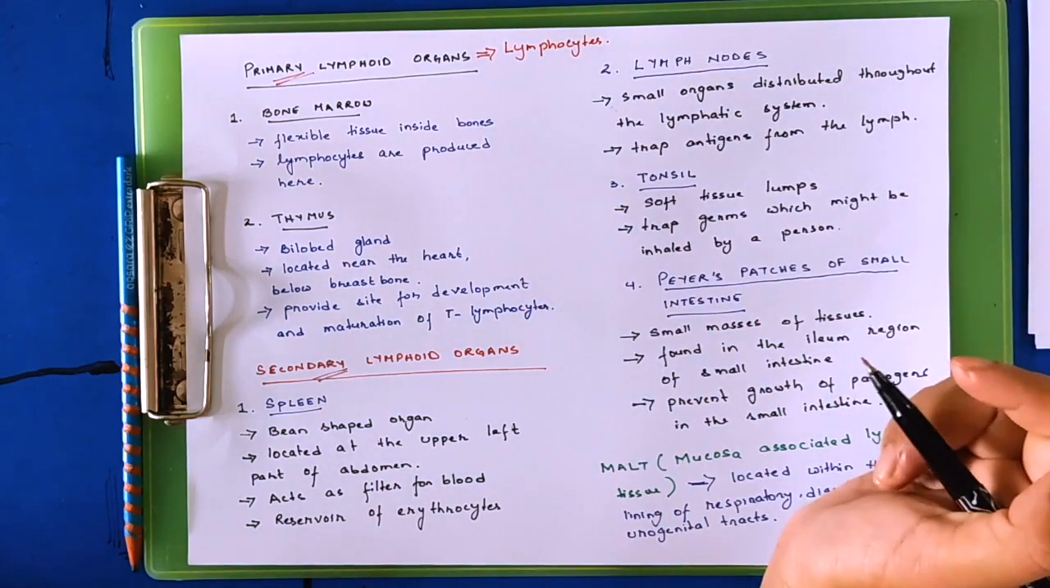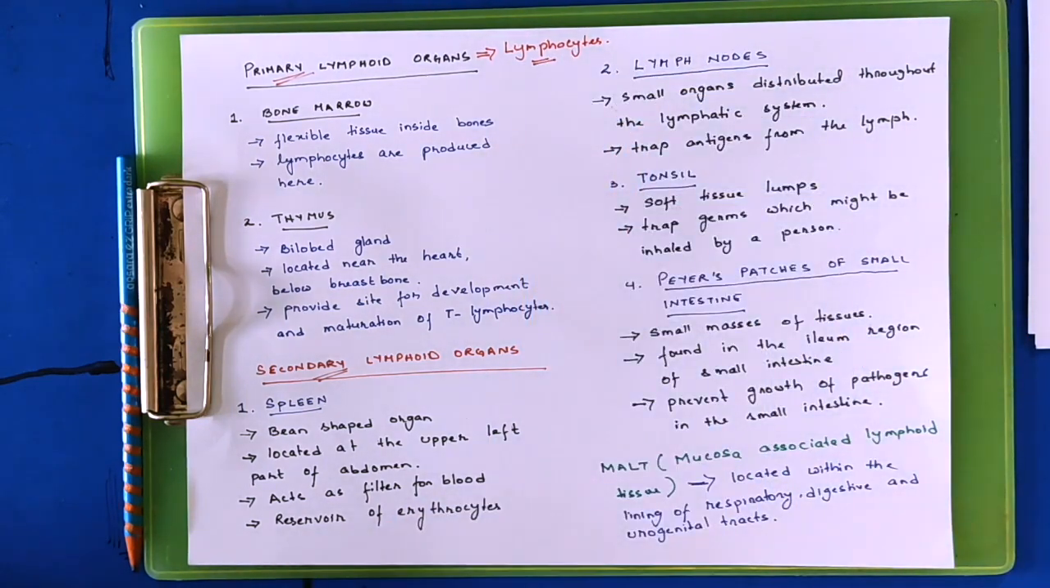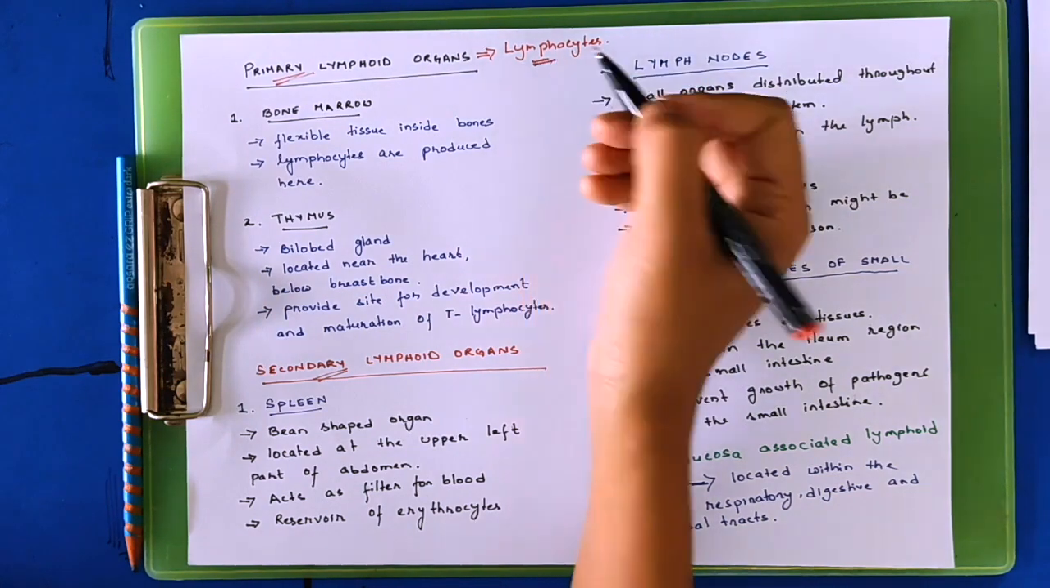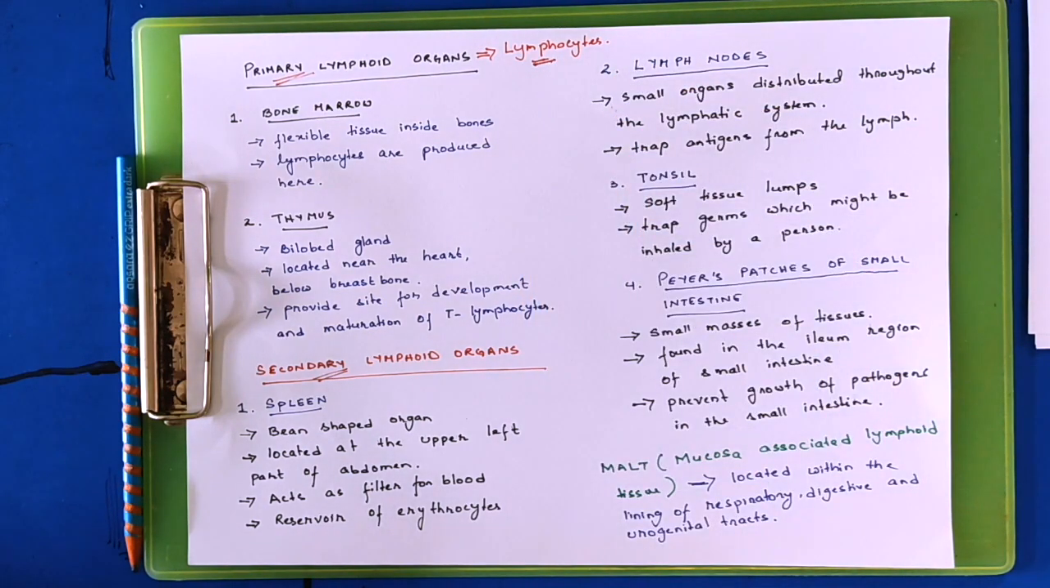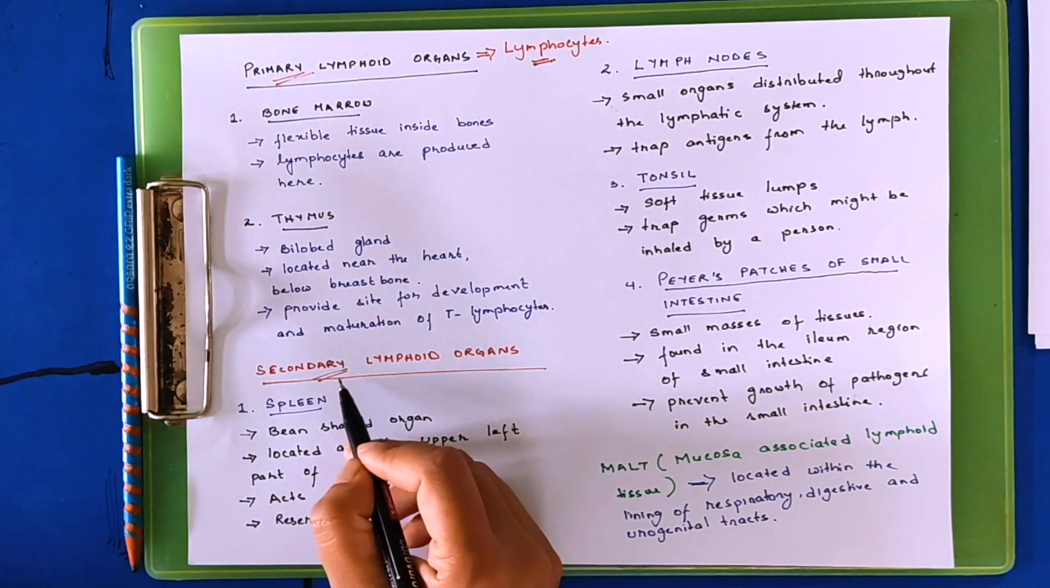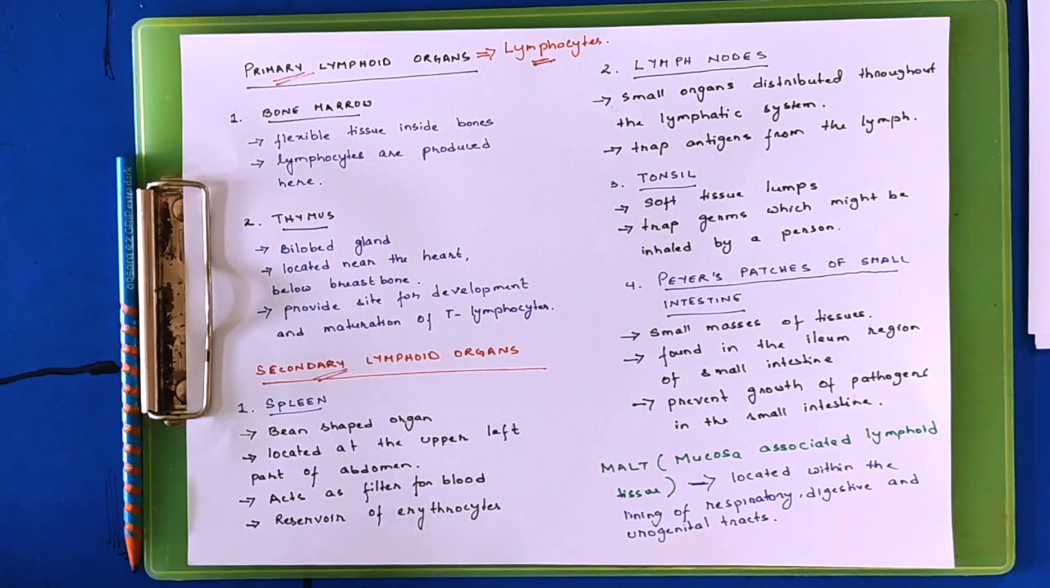In primary lymphoid organs, lymphocytes are produced, developed, differentiated and matured. In secondary lymphoid organs, matured lymphocytes and antigens or foreign particles interact. Secondary lymphoid organs are the site where matured lymphocytes and antigens interact. Now, the primary lymphoid organs and secondary lymphoid organs in detail.